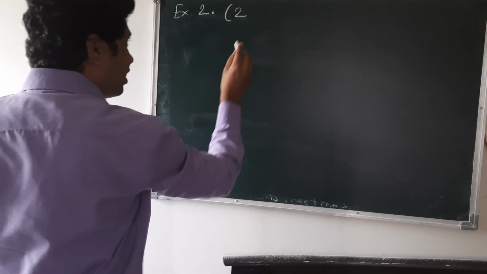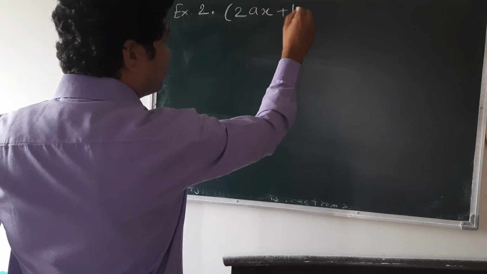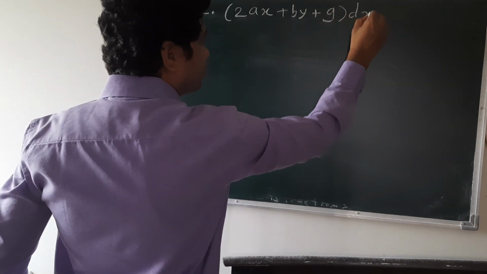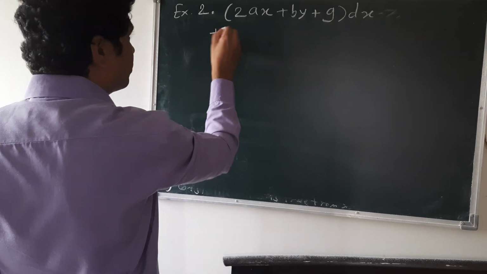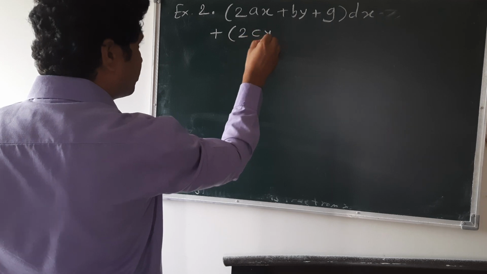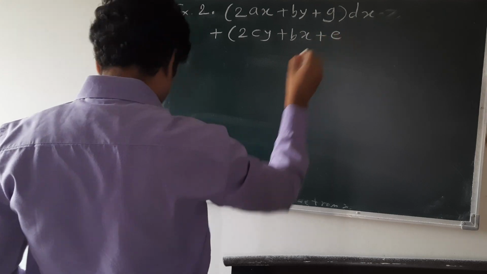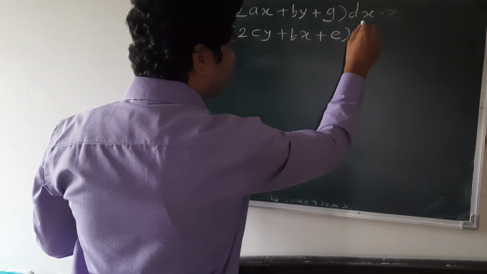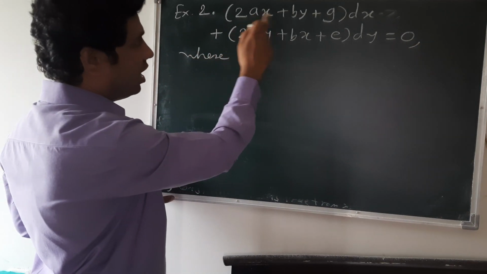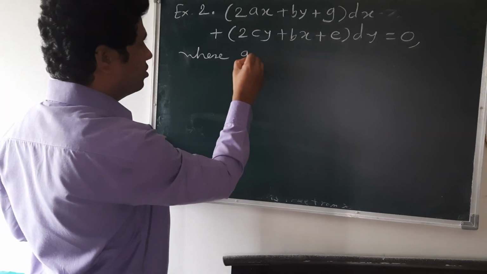Two times ax plus by plus z into dx plus 2cy plus bx plus e dy equal to 0, where a, b, g, c and e, these are constants.